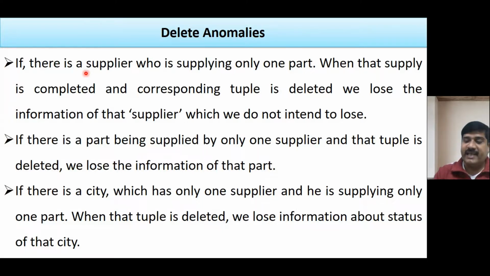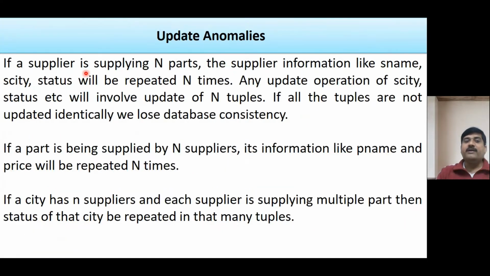This is called delete anomalies. And suppose a supplier is supplying n parts, then supplier information like S name, S city, status will be repeated n times. If there is any update operation on S city or status, it will involve updating n tuples, and this slows the updation process, and we will lose database consistency.